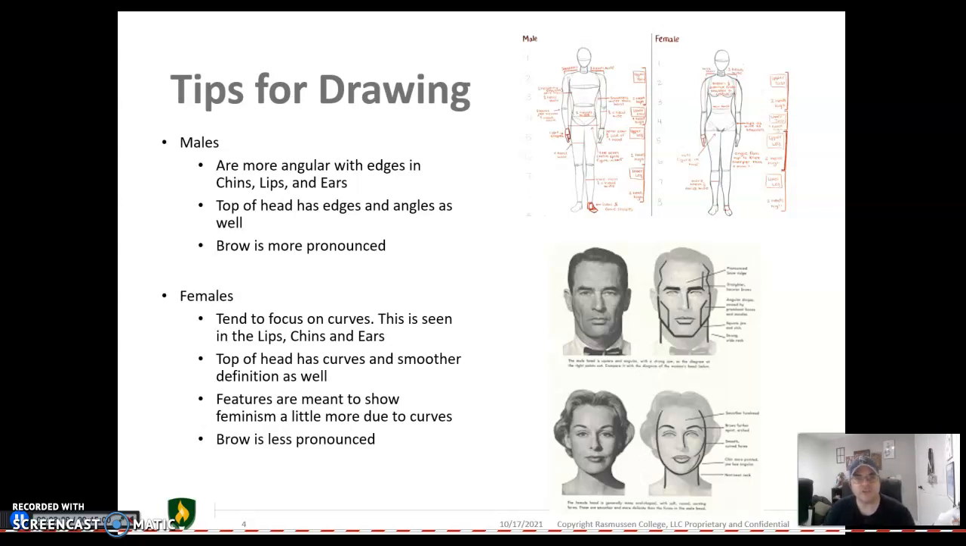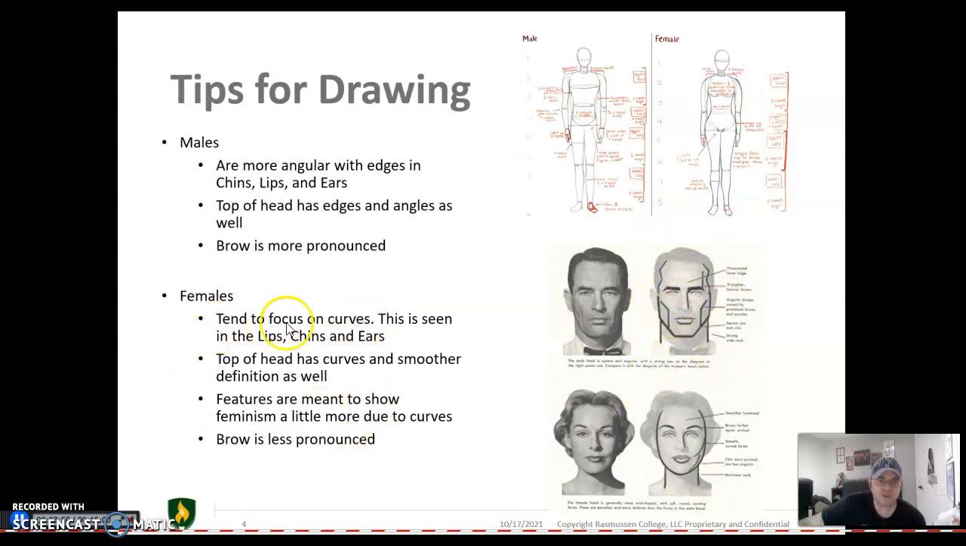For example, males are definitely more angular, especially with the shoulders, the jawline, and the face itself, especially in the chins, lips, and ears. Definitely in the cheeks, you tend to see more angles. The top of the head actually has edges and angles as well, and the brow is more pronounced up in the front element of it. That's why you see the brow pop out a little bit more rather than more angled and upwards. Everything's more angled and straight and linear a lot of times.